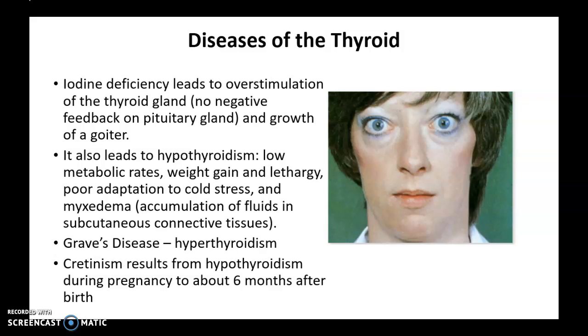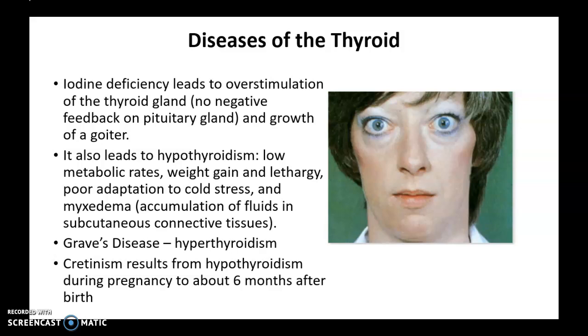Then there is another condition called cretinism that results from hypothyroidism during pregnancy to about 6 months after birth. And let's talk about cretinism a little bit. Because of its stimulation of protein synthesis, children need thyroxine for body growth, and most importantly, for the proper development of the central nervous system.